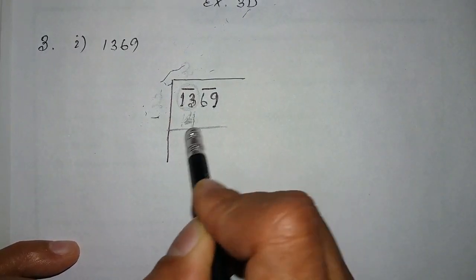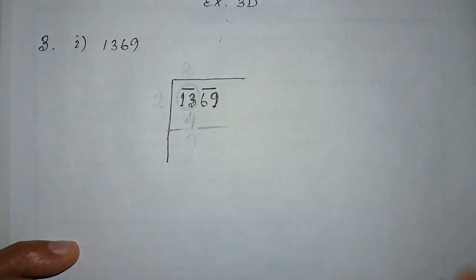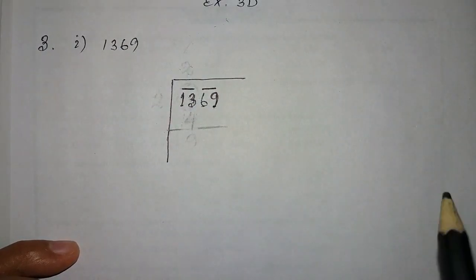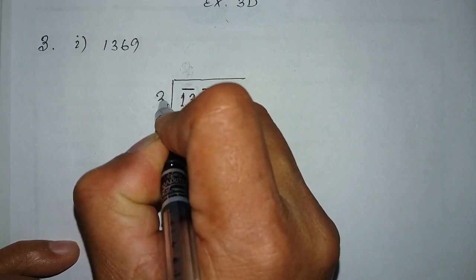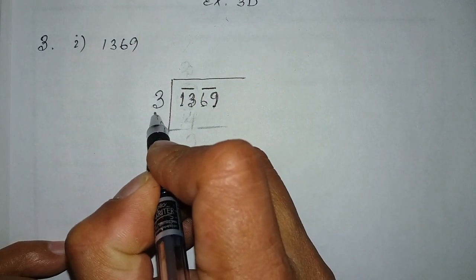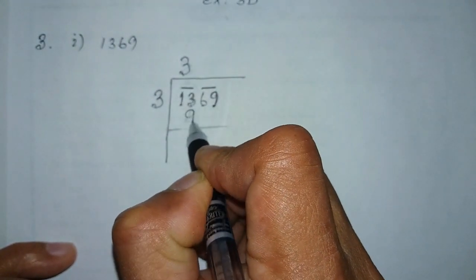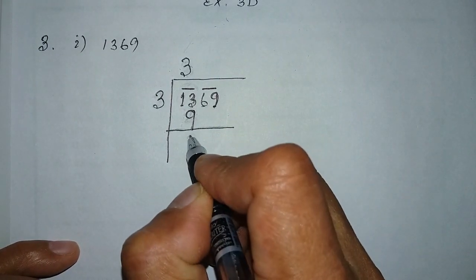So what you will do now is write 3 here. Since we have written 3 here, here also we have to write 3. Now 3 threes are 9. Now the remainder is 4.